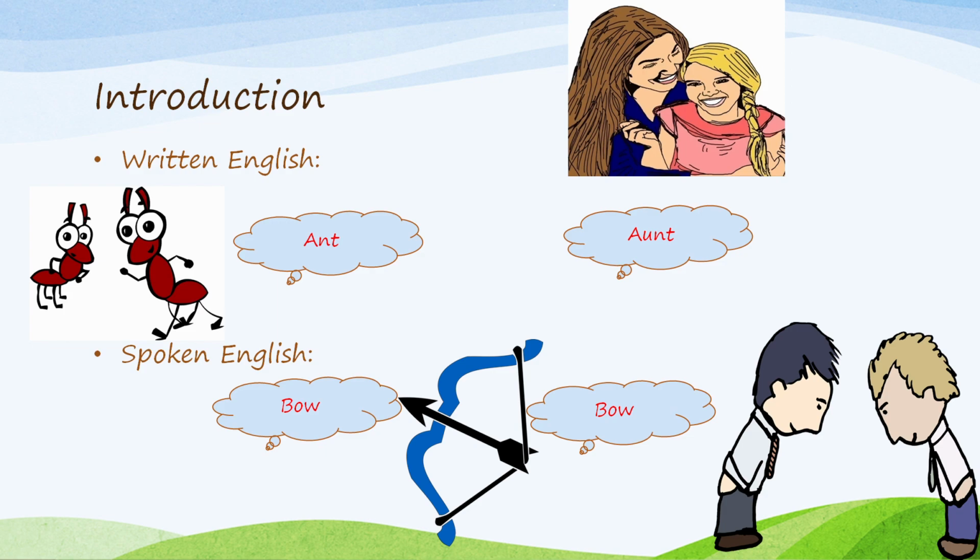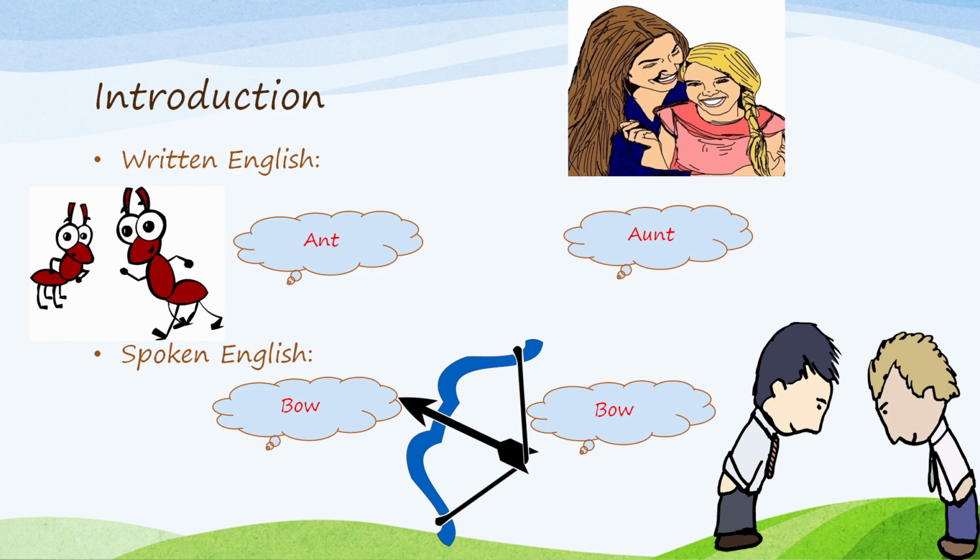Let's talk about the word BOW, which can be pronounced as "bow" when you are referring to the weapon that is shown here, or it could be pronounced as "bow" when you mean to bend your body or incline the head in salutation or to show respect. The spellings are the same here.